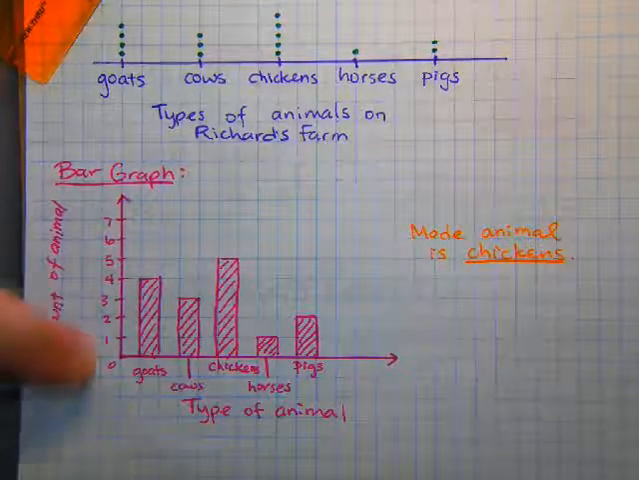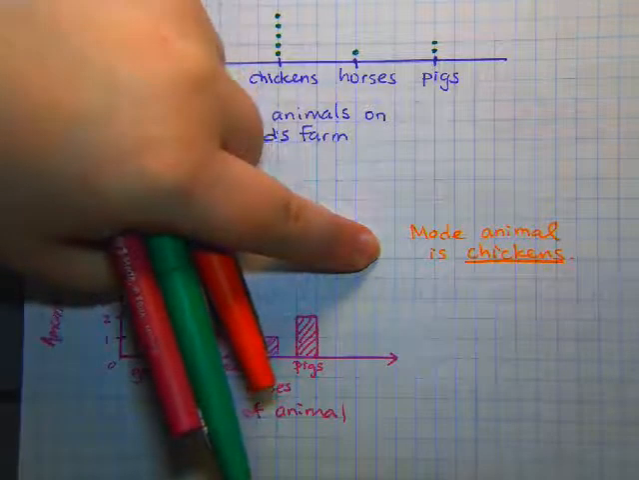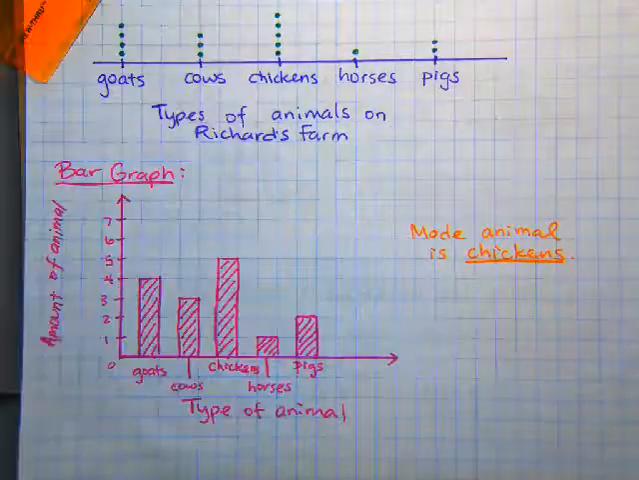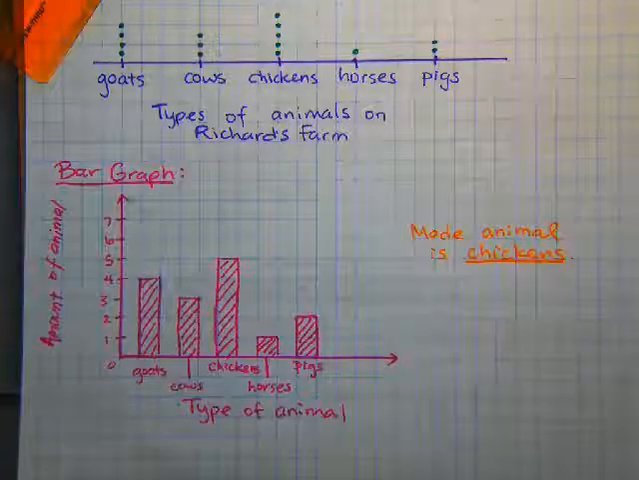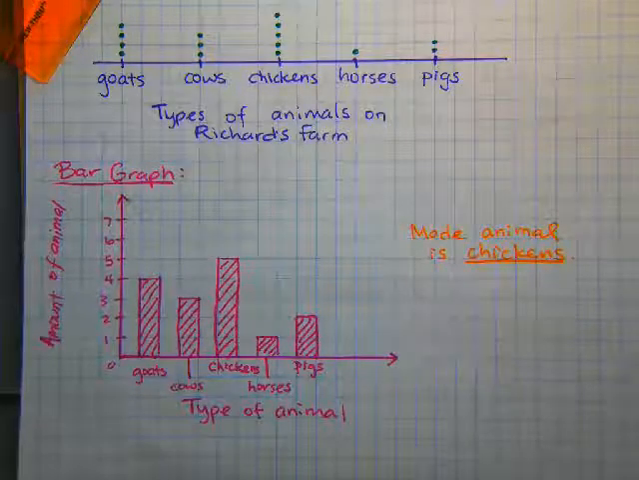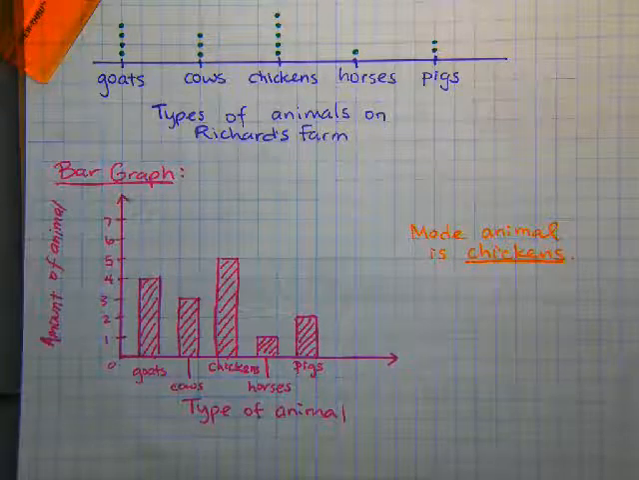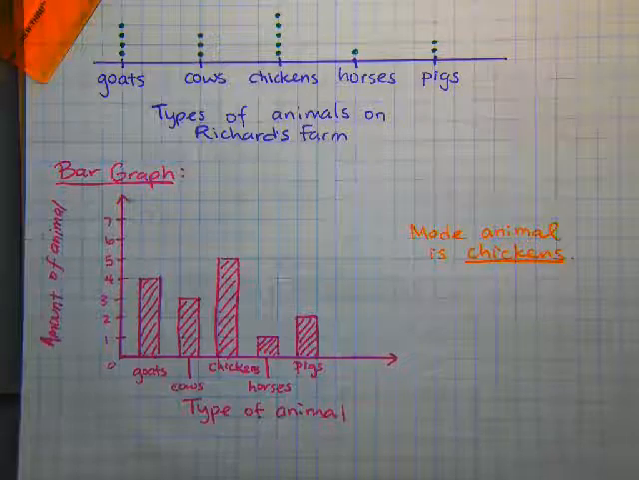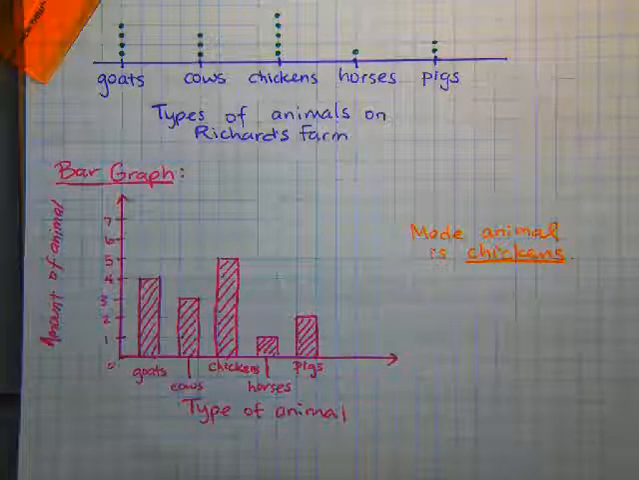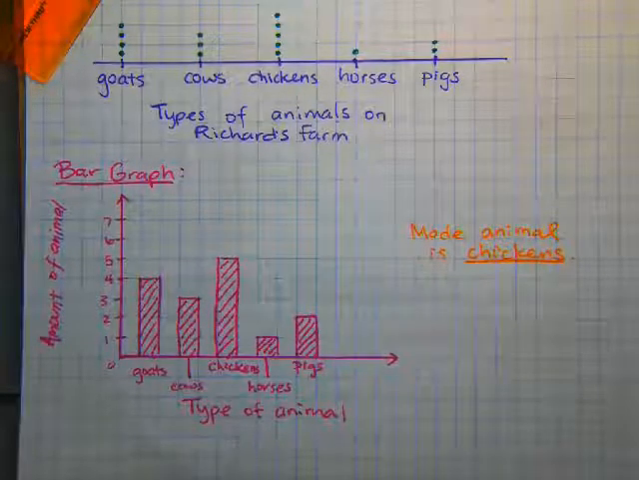Each axis has a label. And then when you tell me the mode for categorical data, you need to tell me what category has the most in it, not the number of things in there. So I know that he has the most chickens. If you tell me the mode is 5, I still don't know how many animals he has 5 of. So here, the mode is chickens. I hope that helps.